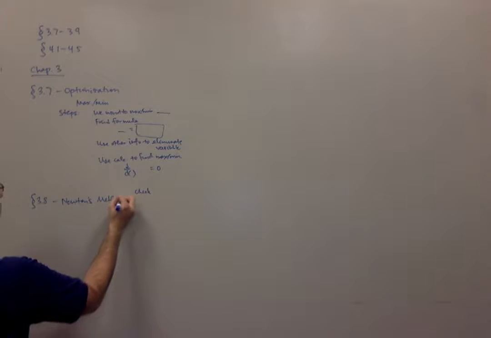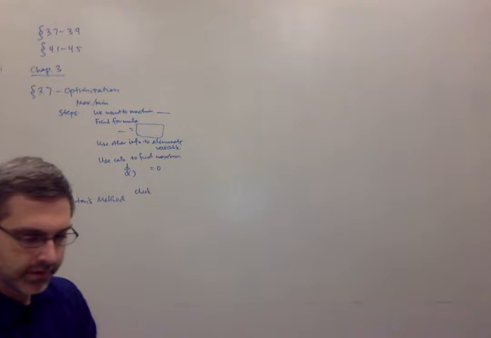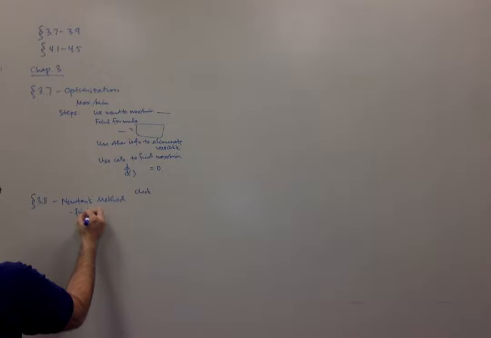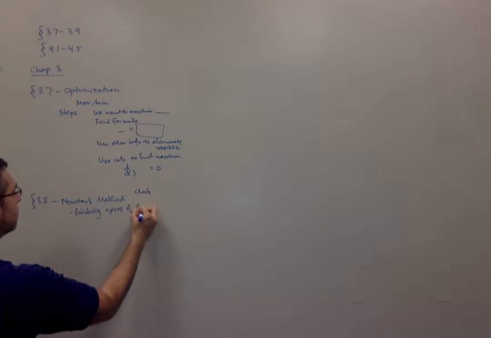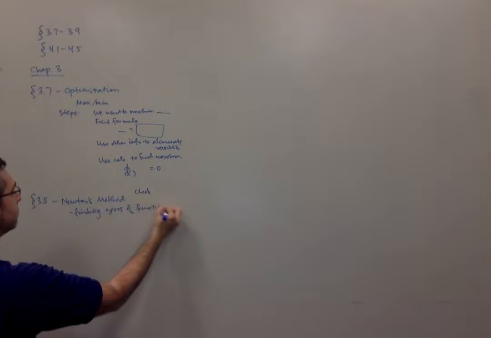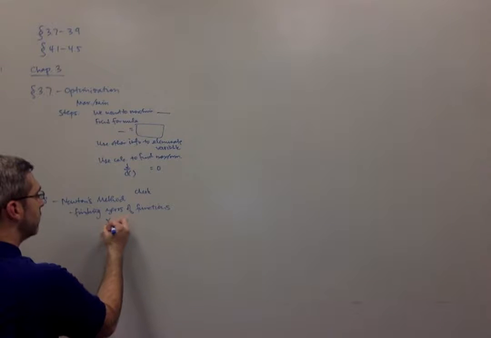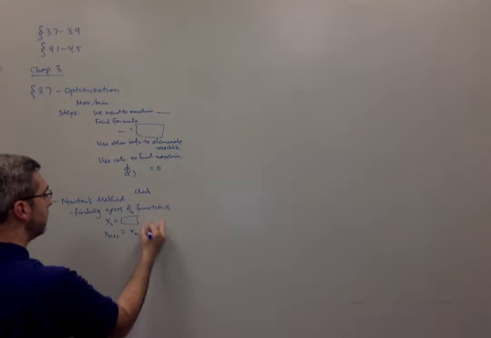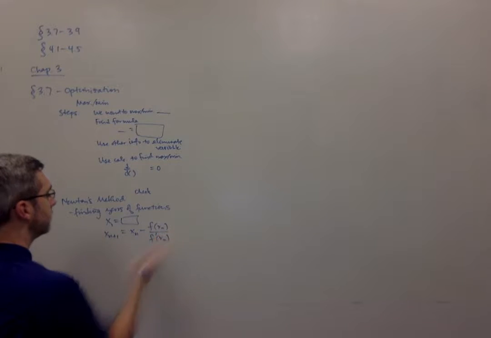Remember, in order to do Newton's method, you're probably going to want to have access to your calculator. The point of Newton's method was finding zeros of functions. Where does a function equal 0? And we had this technique that we would start with an x1 equals something. And then the way that you get the next one is you take the previous one minus f of that number over f prime of that number.